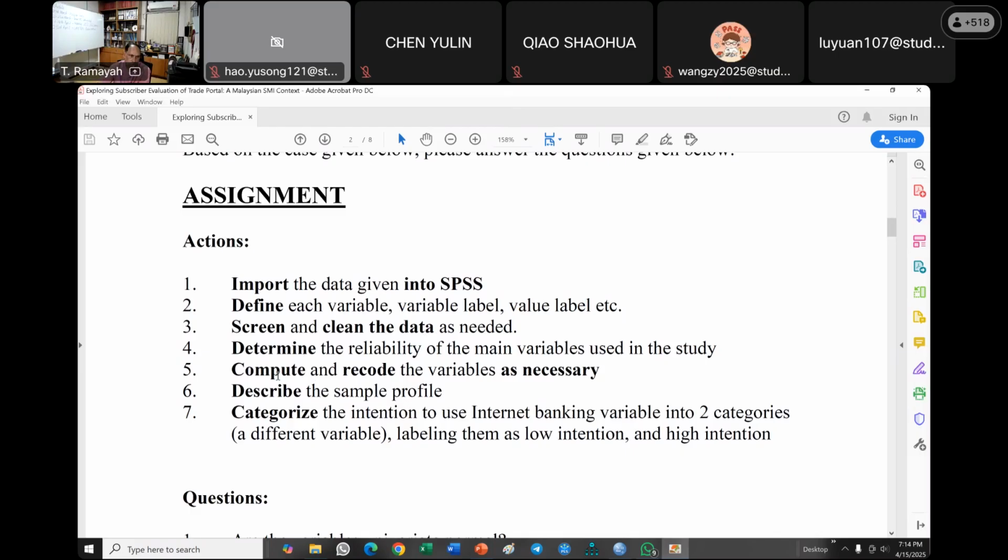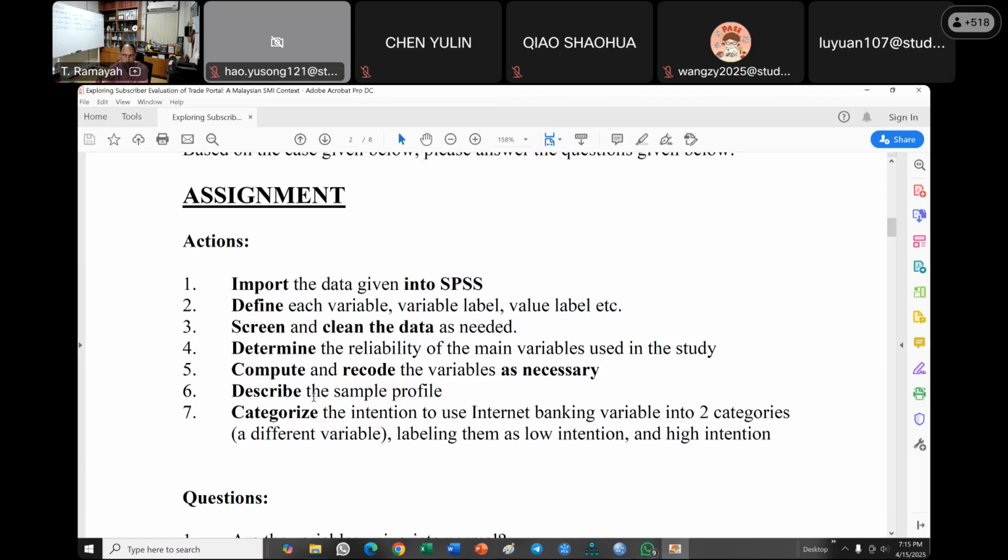I also showed you how to do compute and recode, which you need to do for those variables which are reverse coded. You need to do reverse coding before you run reliability. After you run reliability, then only we will do a function called compute. Describing the sample, you can already do, like I showed you. You can present them in a frequency distribution table. You can also do bar chart or pie chart if you want to, but those are not needed.